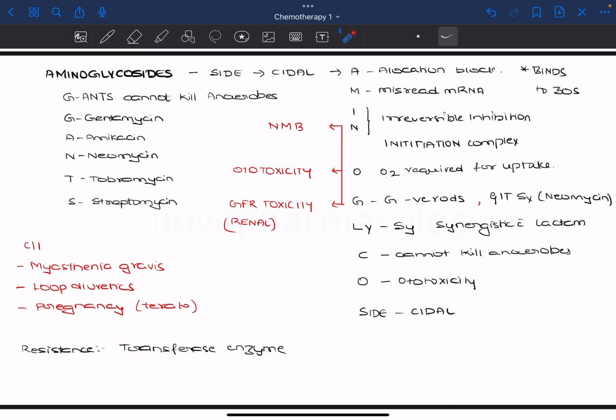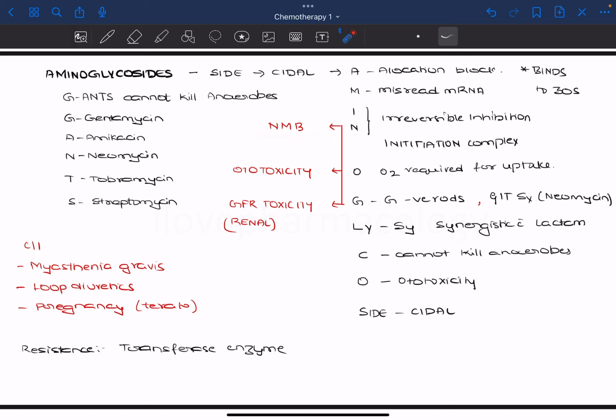So in general, coming to the summarization, aminoglycosides are basically protein synthesis inhibitors. Side means they are sidal in nature, bactericidal. What are the three important mechanisms of action and three side effects? The three mechanisms of action: after binding to the 30S ribosomal subunit, it blocks the translocation, misreads the mRNA, and irreversibly inhibits the initiation complex. What are the three toxicities? That is NOG: the renal toxicity, ototoxicity, and neuromuscular blockade.